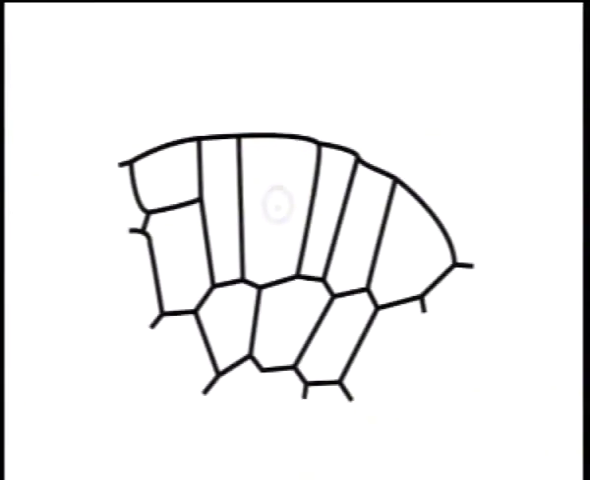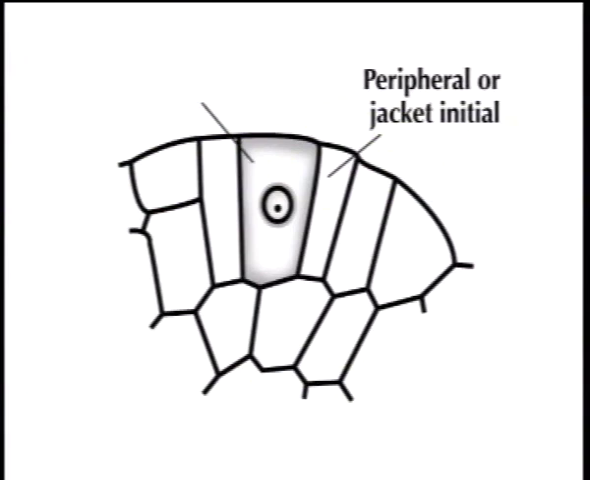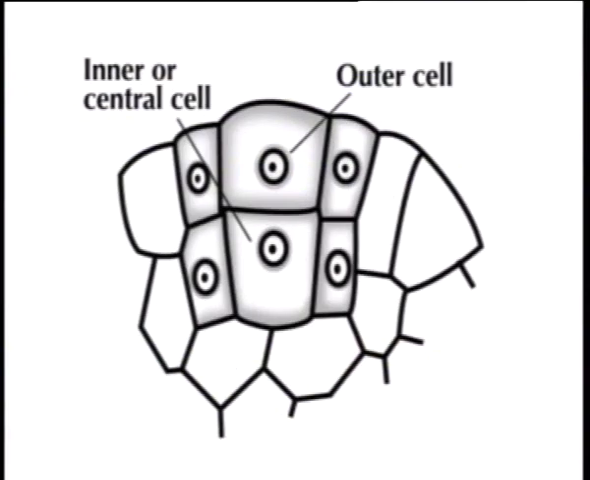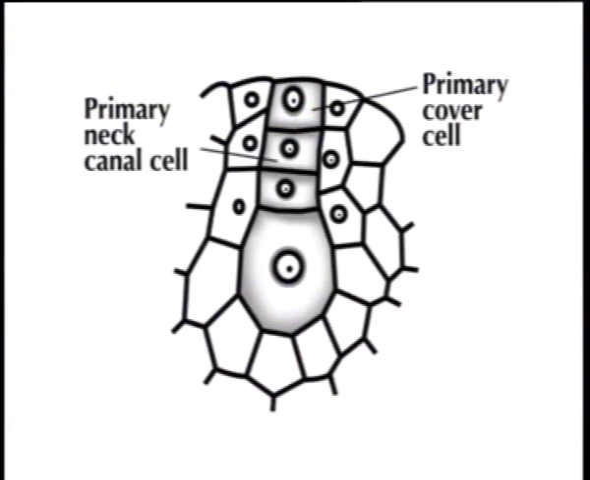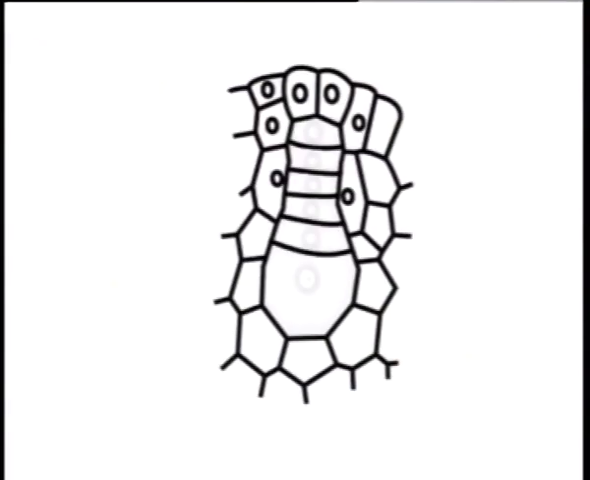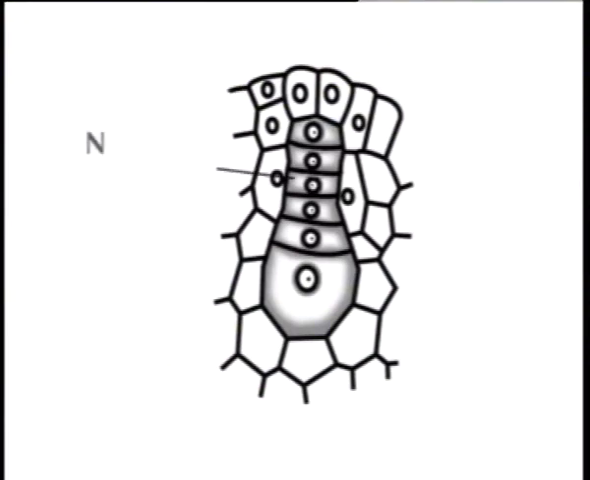The primary archegonial cell divides by 3 vertical walls which intersect each other, forming 3 peripheral cells enclosing an inner axial cell. The axial cell divides transversely into an outer and an inner cell. The outer cell further divides transversely, forming primary cover cell towards the outer side and primary neck canal cell towards the inner side. The primary cover cell divides once or twice, forming 2 to 4 cover cells, while the primary neck canal cell divides transversely to produce 4 to 6 neck canal cells.